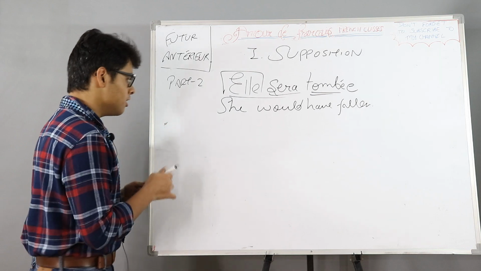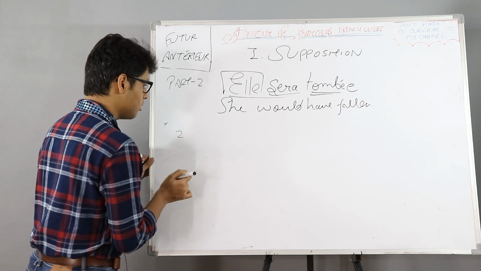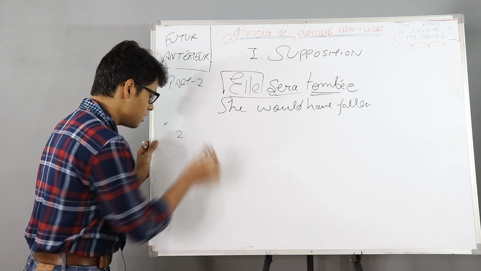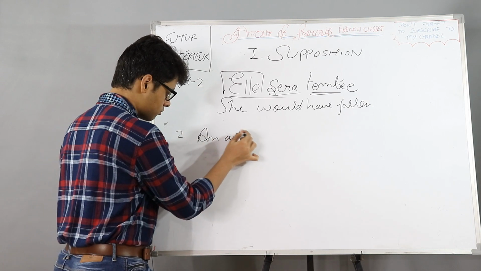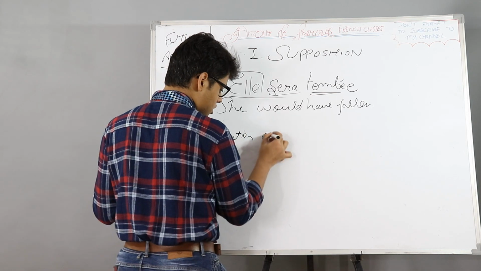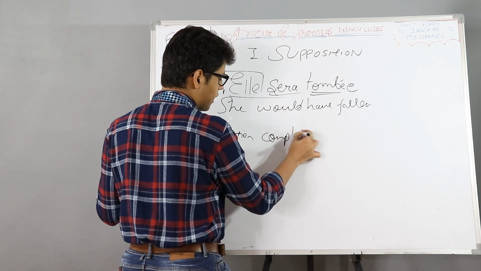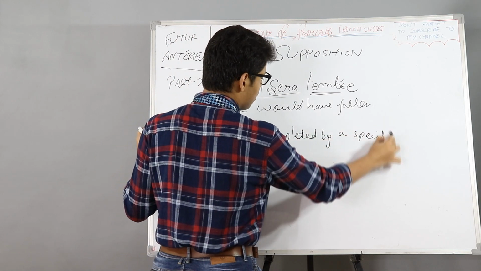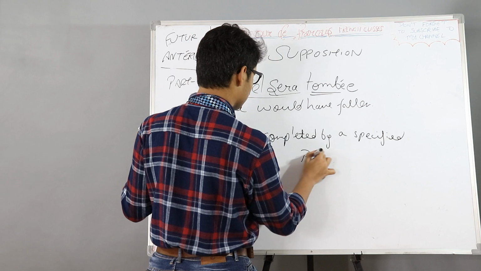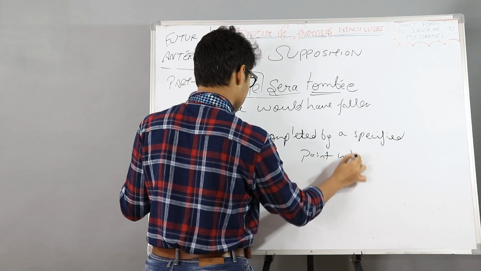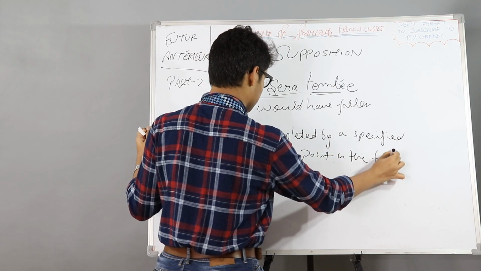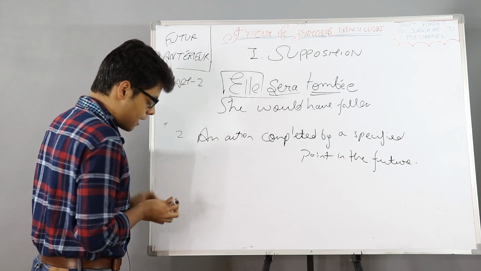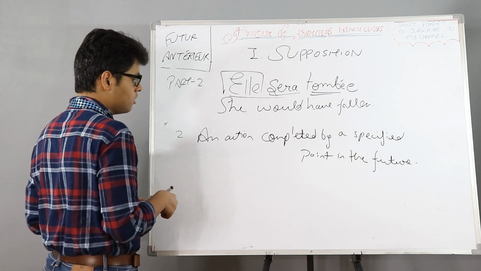And the second one under this is an action completed by a specified point in the future. An action completed by a specified point in the future.